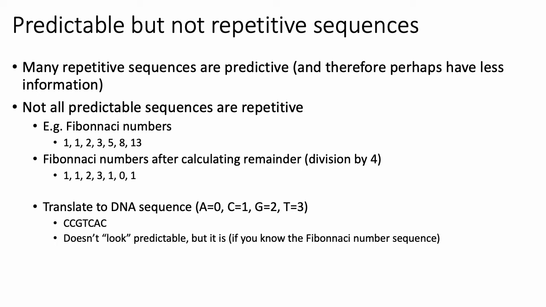each number is the sum of the previous 2 numbers in the sequence. And so that sequence, 1, 1, 2, 3, 5, 8, 13, doesn't look repetitive per se, but it is predictable, because once you know the first 2 numbers in the Fibonacci sequence, you can calculate the rest of them.